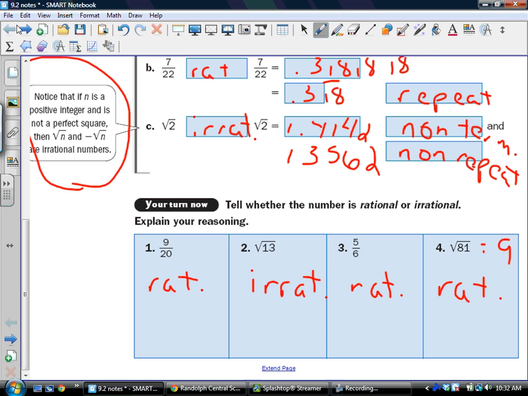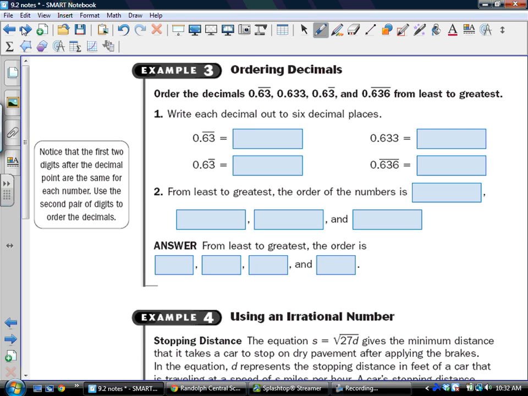Okay. While we're working on this, we need to talk about how to compare numbers that have repeating decimals. Okay? This can get a little confusing at first. So the best thing you can do, if I'm going to order these decimals, 0.63 repeating, 0.633, 0.63 with just the 3 repeating, and 0.636 all repeating, the best thing to do is expand these decimals out. They say to go to 6 places, so that you can see where they're going to be different.